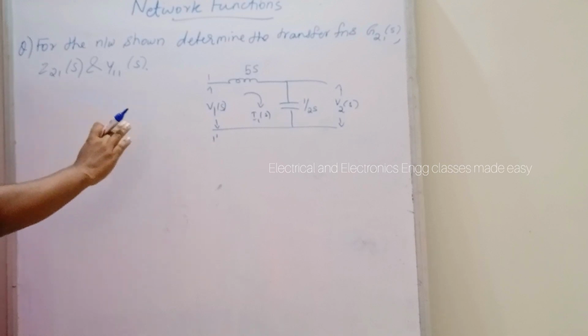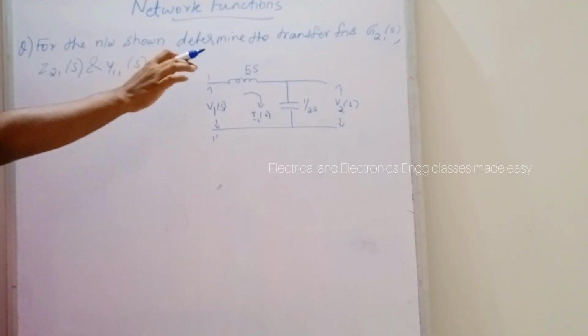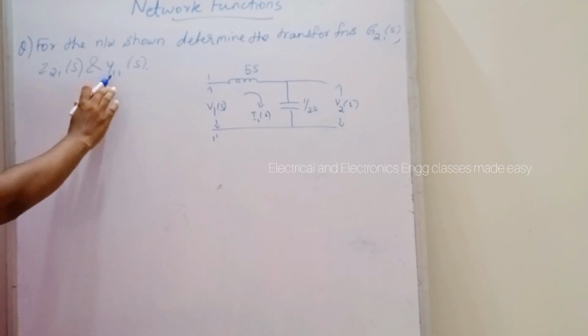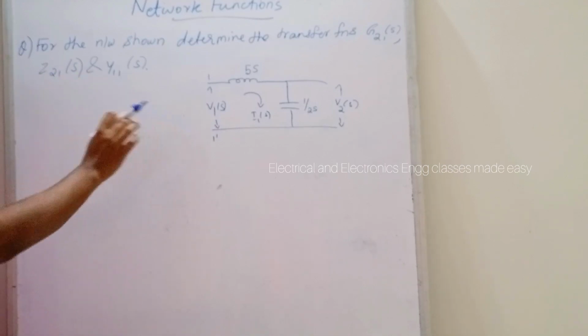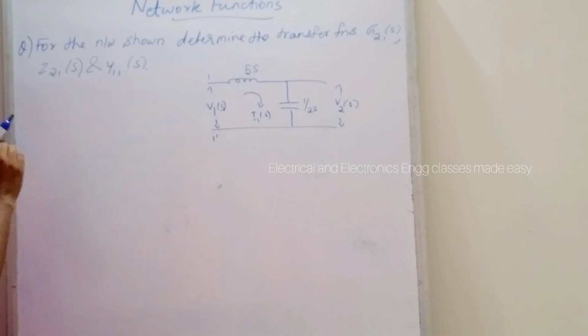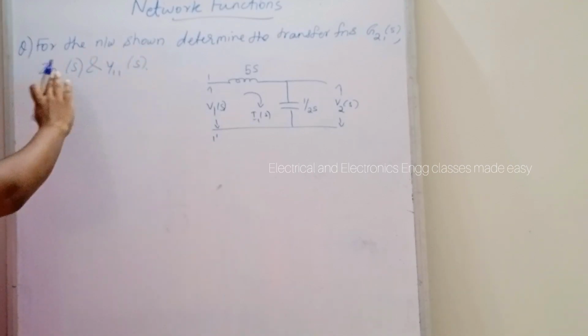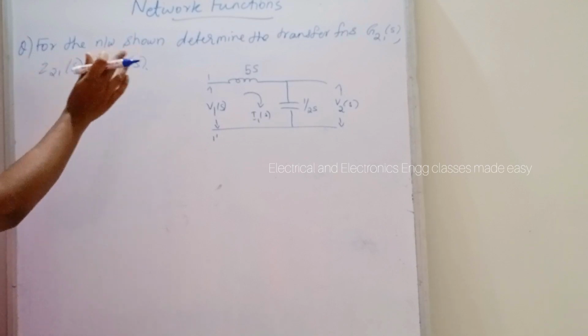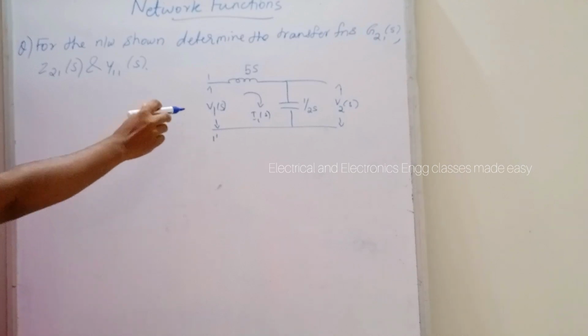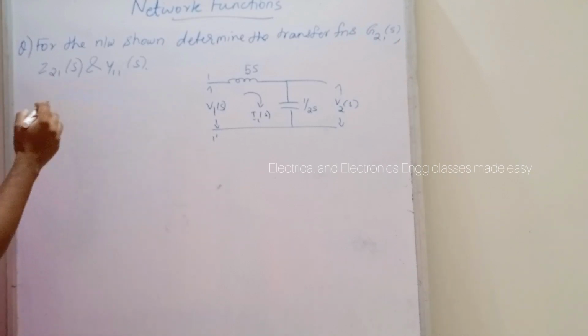For the network shown, determine the transfer functions G21 of S, Z21 of S, and Y11 of S. So this is the given figure. This is also a transformed network. So we have to find the transfer function G21 of S. What is G21 of S? It is the voltage transfer ratio. So for that, here also we have to apply KVL.